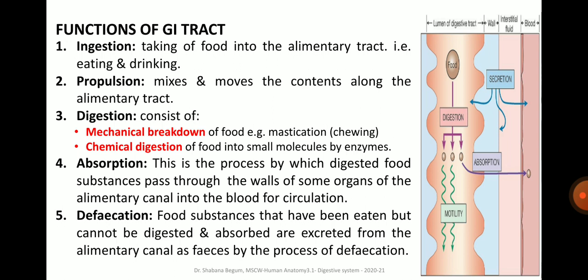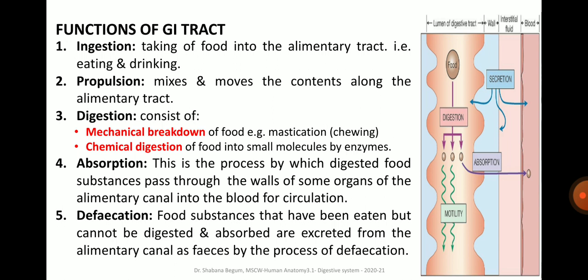The next function is absorption. This is the process by which digested food substances pass through the walls of some of the organs of the alimentary canal into the blood for circulation. Finally, defecation. So the food substances that have been eaten but cannot be digested and absorbed are excreted from the alimentary canal as feces by the process of defecation. You can see this particular diagram. It will show you the wave of contraction in the form of peristalsis, which moves the food downwards.